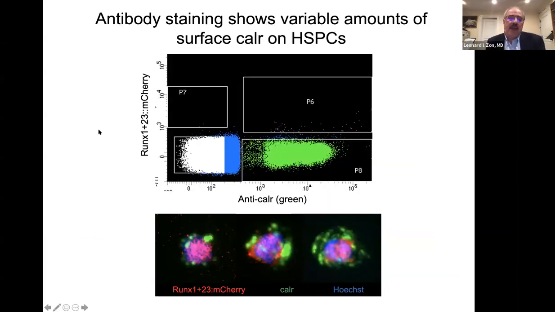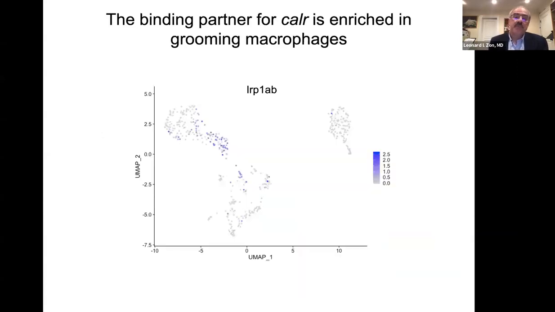So we've been able to find an antibody to calreticulin that stains our sorted cells. And now we're trying to develop evidence that the calreticulin is required for the interactions. One of the things that we found was that on the macrophages is the LRP1 receptor. So these are the cells that are going to be doing the eating. And so the calreticulin that is presumably on the surface of the stem cell is able to interact with those macrophages.